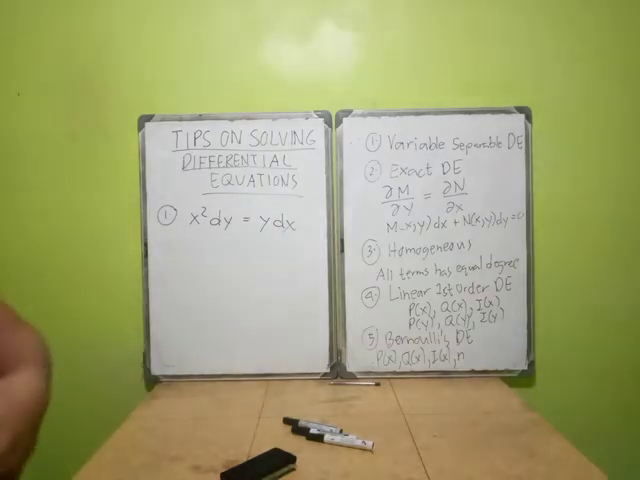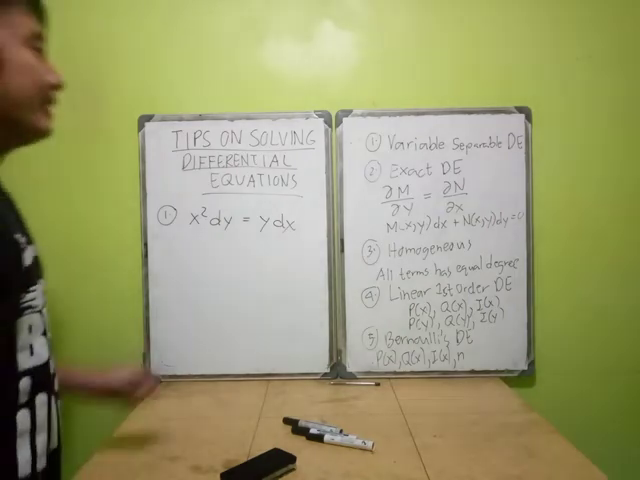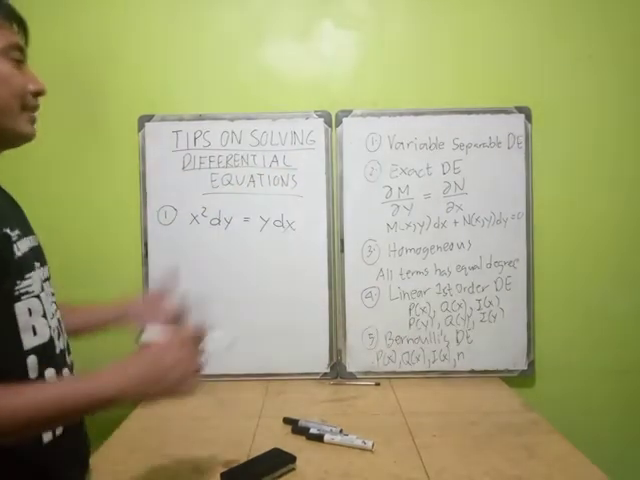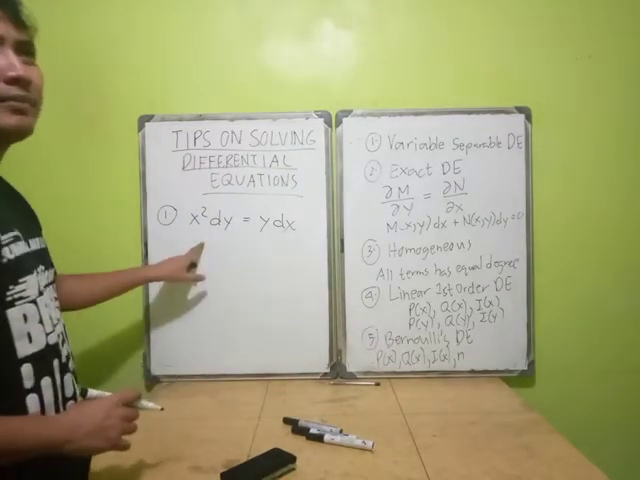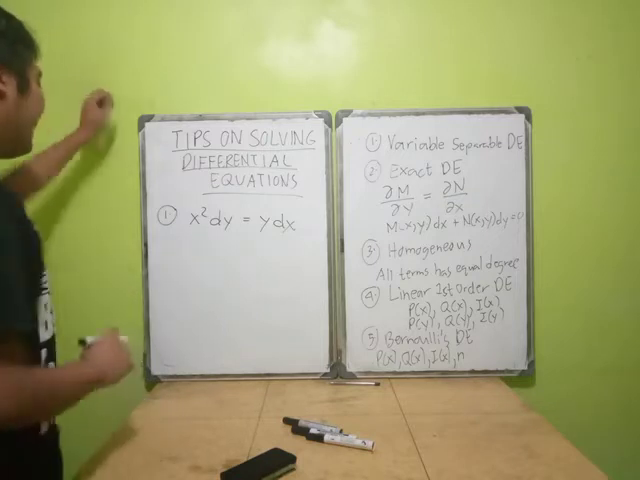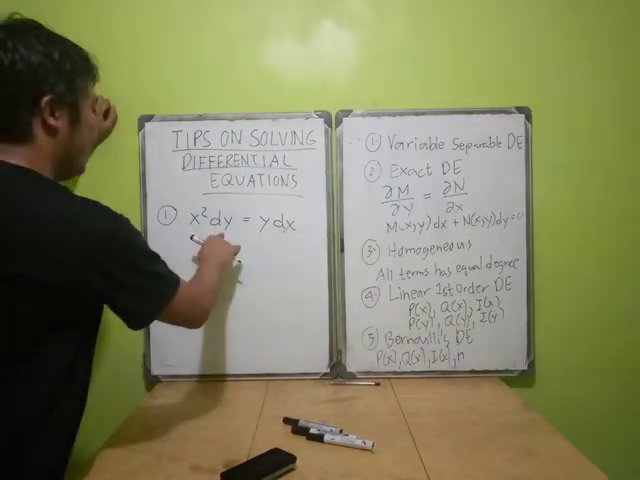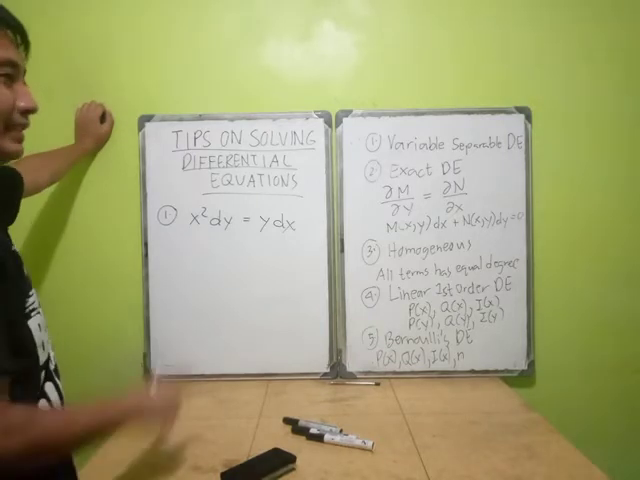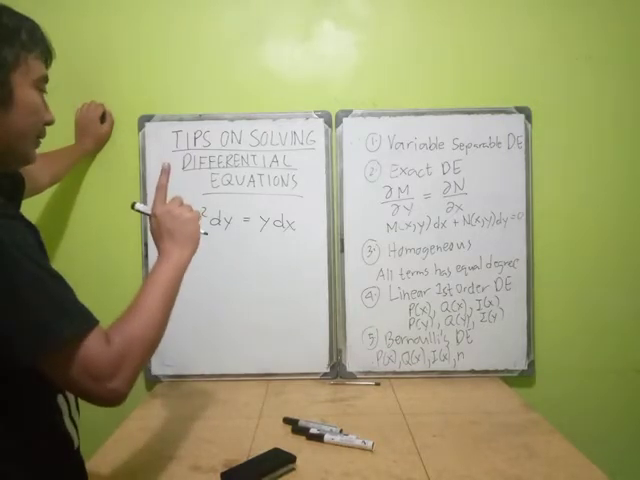Okay. Example number 1. Anong gagawin natin? Una, identify natin kung variable separable ba siya. Variable separable ba to? Try natin. You have x squared dy and y dx.